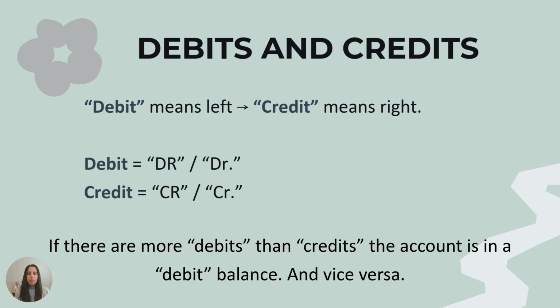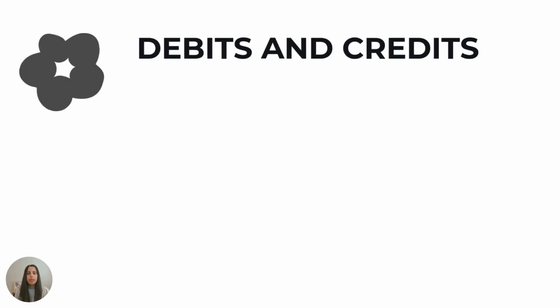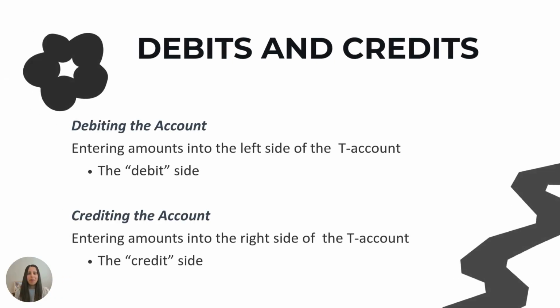And if we have more on the debit side than the credit side, we will have the account in what is known as a debit balance. And the same thing will occur vice versa. If we have more credits than debits, then the account will be in a credit balance. Now, what does it mean to debit or credit? When you debit the account, we're going to enter amounts into the left side of the T account, and that will be known as the debit side. When we credit the account, we are going to enter amounts on the right side of the T account, and that is known as the credit side.